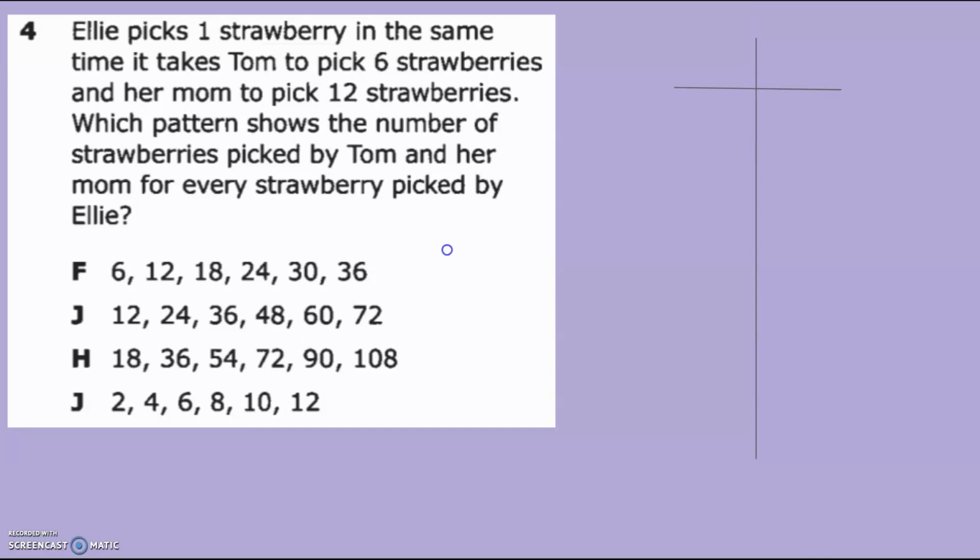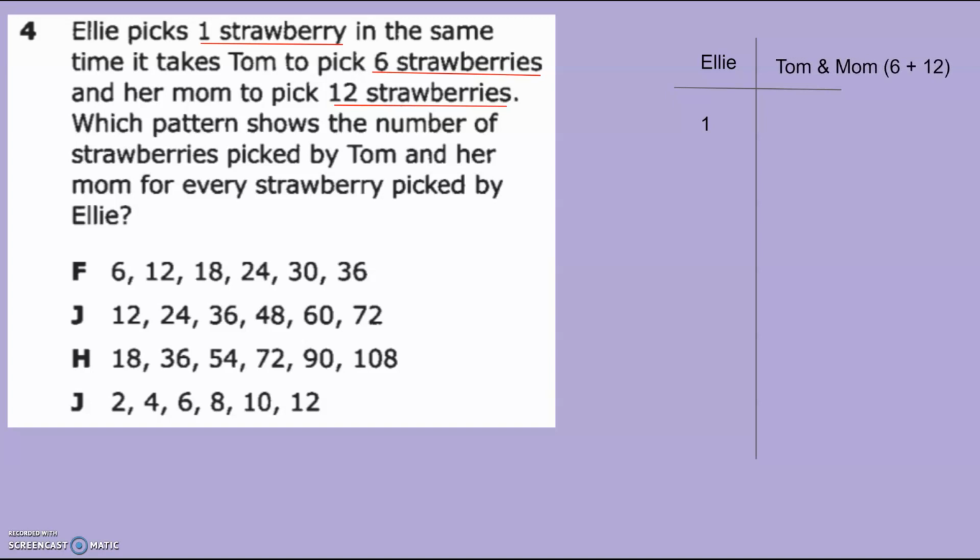There's certain things I need to pay attention to. I need to pay attention to that Ellie picks one strawberry each time, Tom picks 6 and her mom picks 12. So on my T-chart, I'm going to have Ellie with 1 strawberry. And then I'm going to put the 6 strawberries from Tom and the 12 strawberries from Mom together on the top of my chart. So Tom and Mom get to be together.